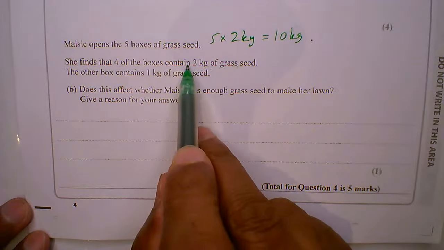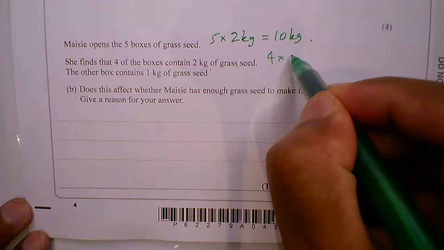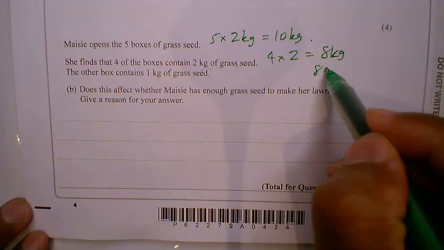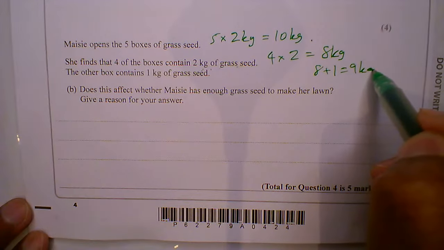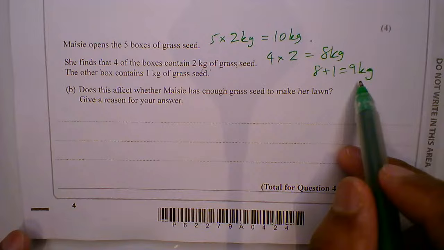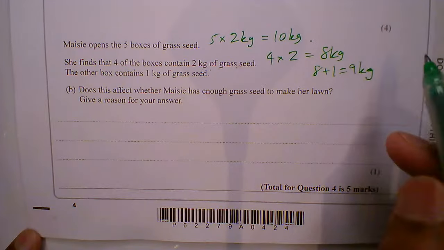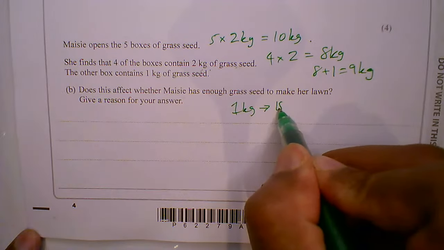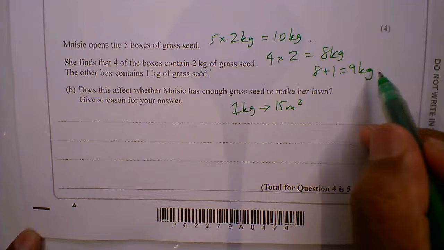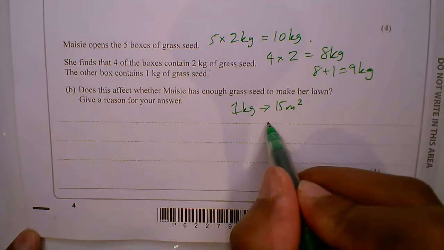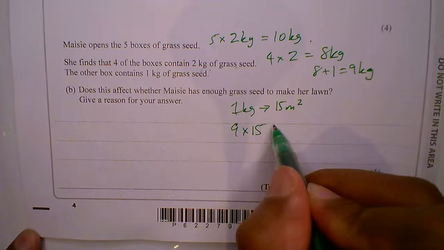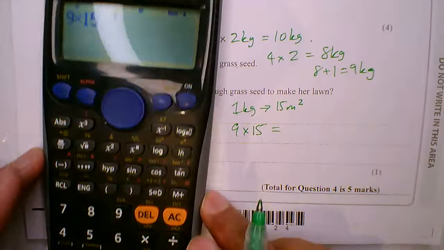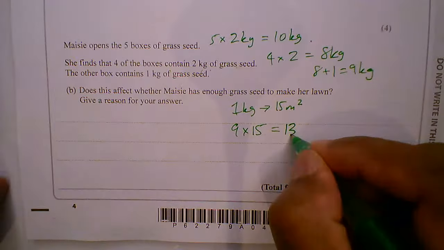Now she's got 4 boxes, which is 2 kg. So 4 times 2 gives me 8 kg. And the other box has 1 kg. So 8 plus 1 equals 9 kg. So 9 kg is what she has. Now we know 1 kg gives 15 meters squared. What will 9 kg give us? So we do 9 times 15. Use a calculator. 9 times 15 gives us 135 meters squared.